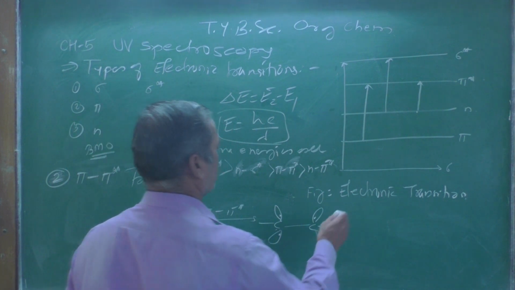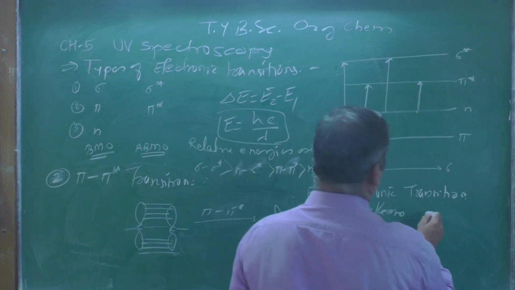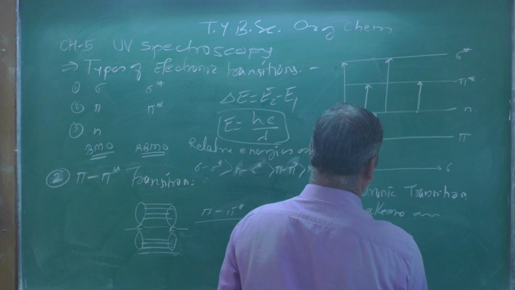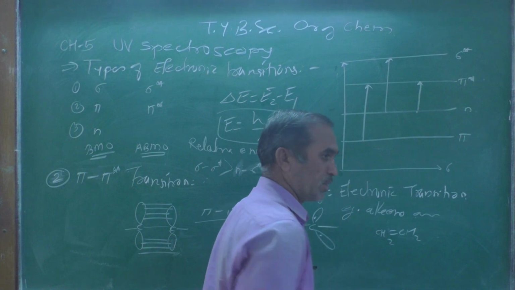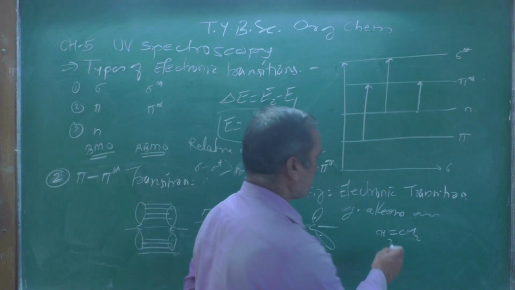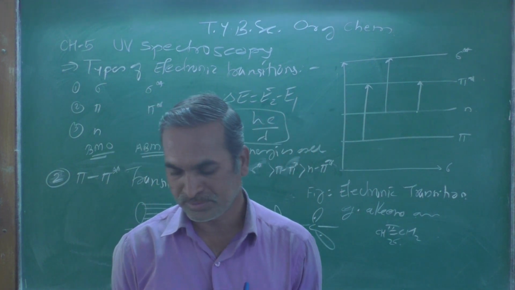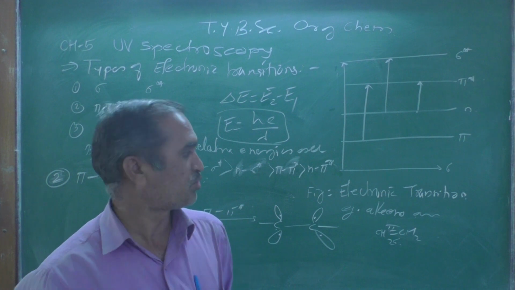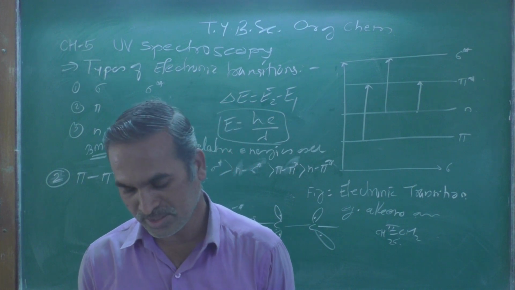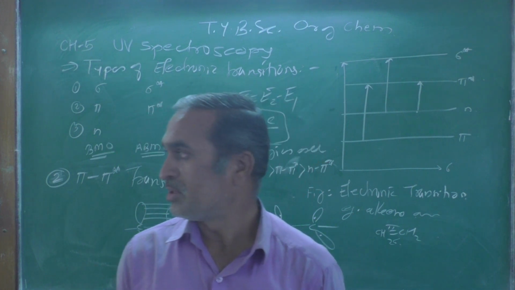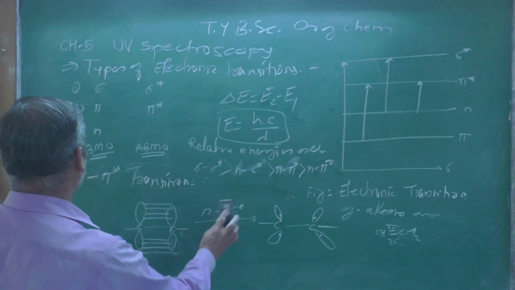And what type of compound shows this? Alkenes or aromatic compounds, containing a carbon-carbon double bond. This type of molecule can show it, because there is a sigma bond, and along with that sigma bond there is a pi bond, and therefore along with the sigma to sigma star transition, there will predominantly be a pi to pi star transition. So now the third transition will be the n to sigma star transition.